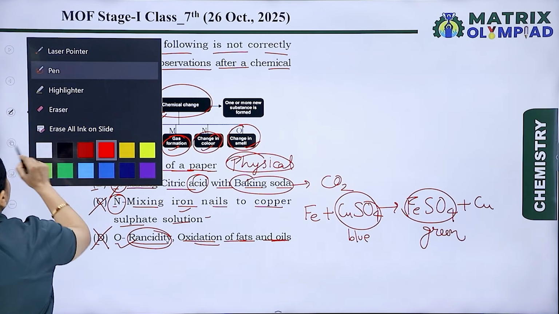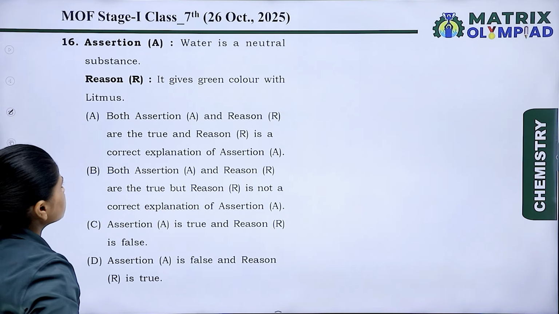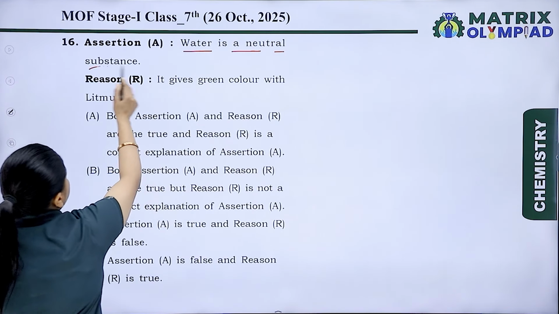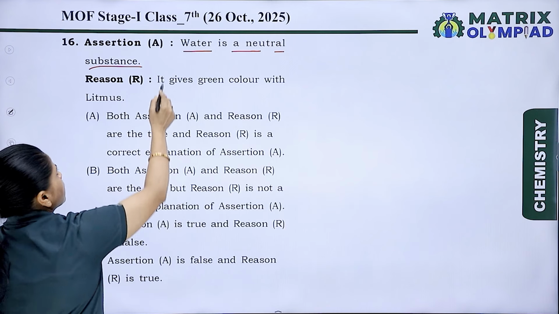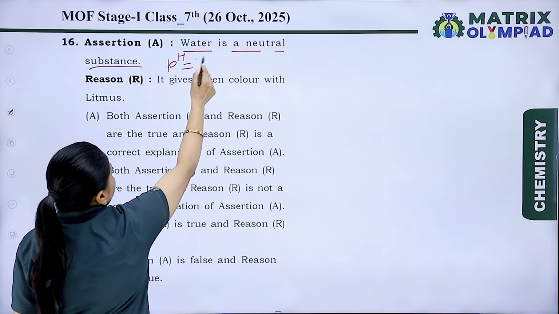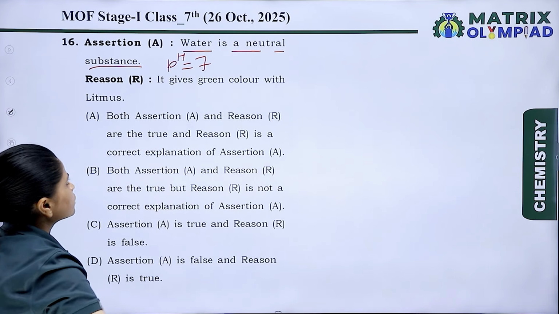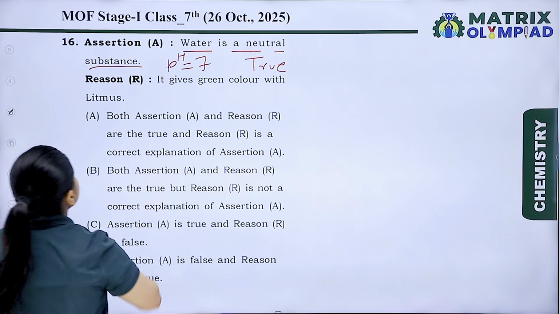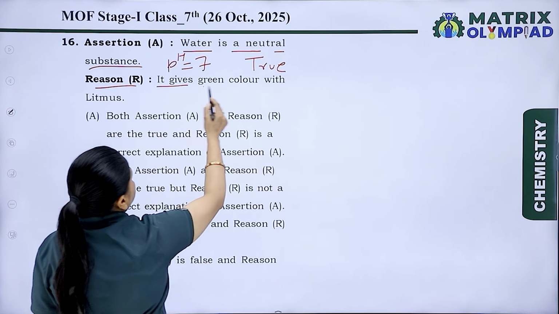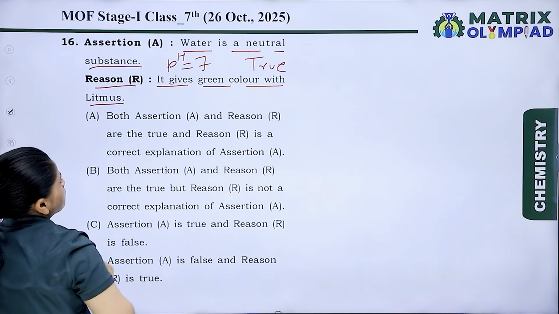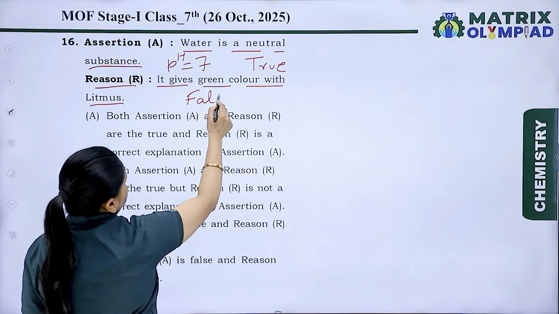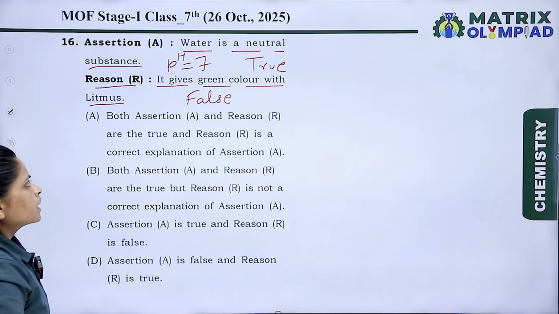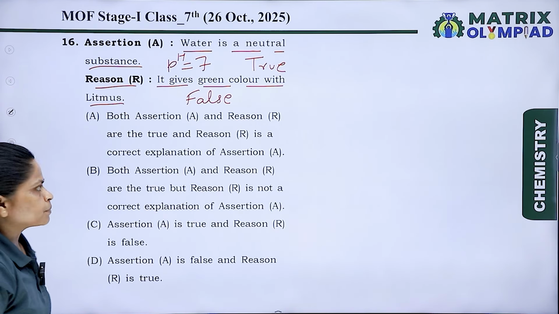Now the next question is assertion reason. Assertion: water is a neutral substance. Yes, as water has pH equal to 7, so it is a neutral substance and the statement is true. Reason: it gives green color with litmus. No, this is a false statement, as we know that neutral substances do not give any color with the litmus paper.